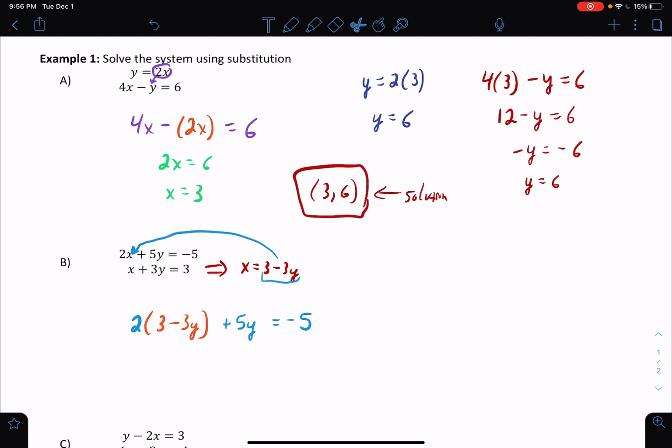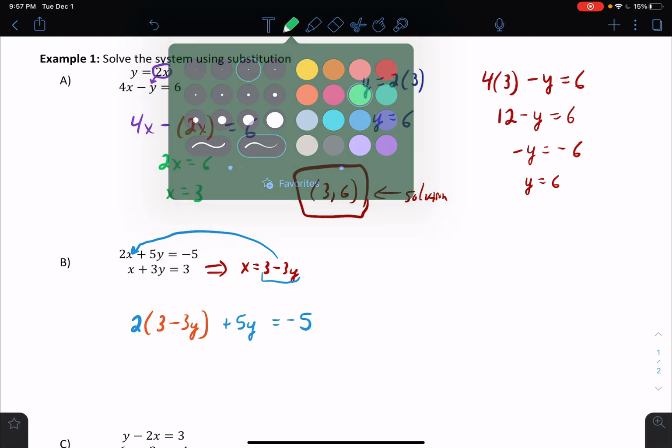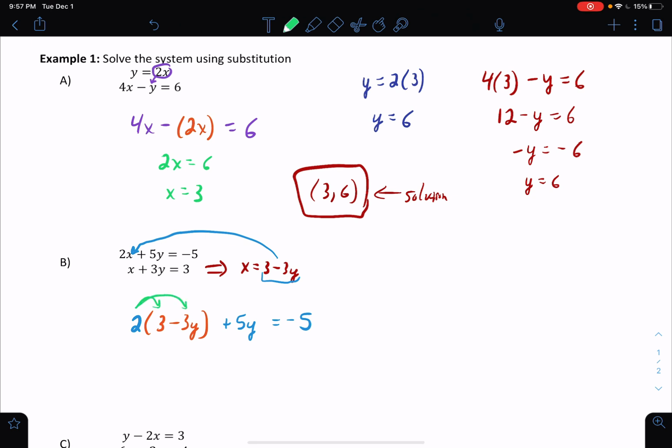Okay, now our equation is just dealing with y's. We can solve this. So distribute the 2. So I'll get 6 minus 6y plus 5y equals negative 5. Combine like terms. So negative 6y plus 5y is negative y.